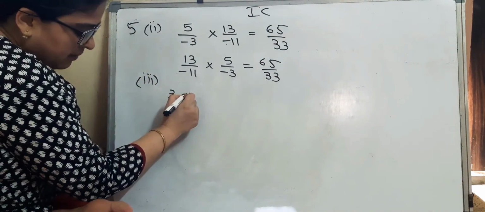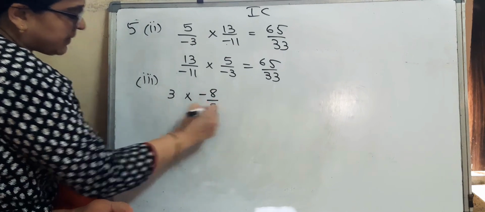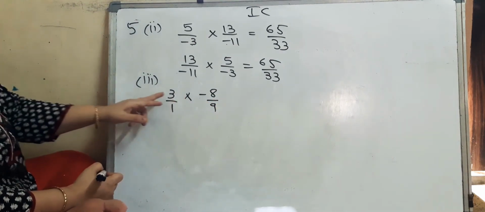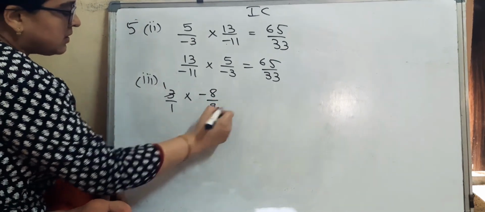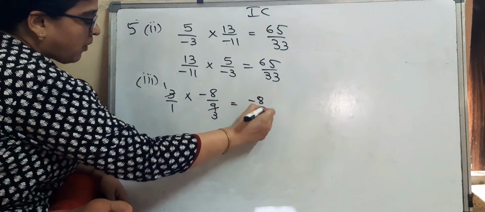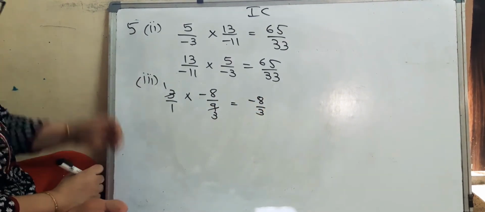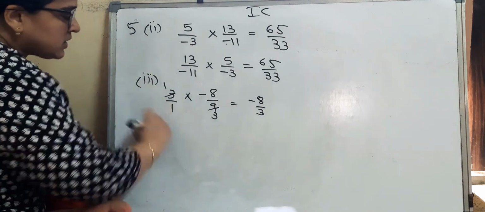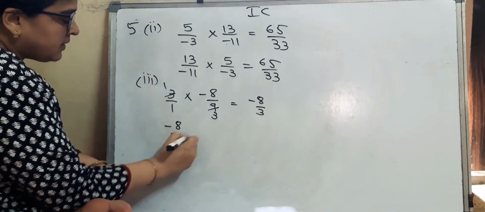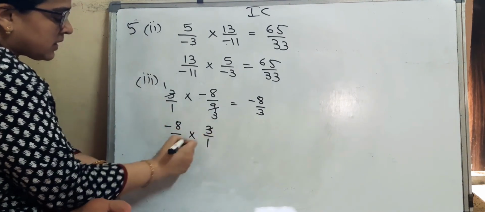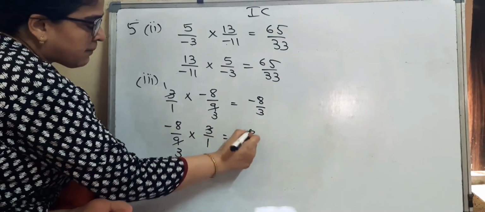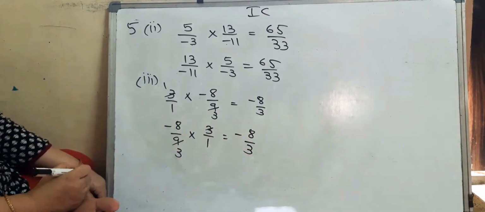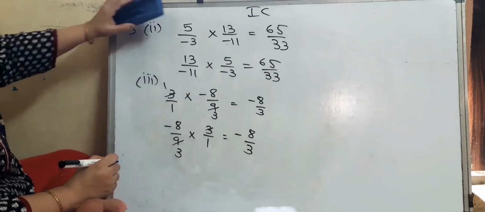Third sum. 3 multiplied by minus 8 upon 9. Right? So 3 ones are 3, 3 nines are 9, and after cutting the answer is minus 8 upon 3. Now reverse the order: minus 8 upon 9 into 3 upon 1. Cutting the digits, the answer is minus 8 upon 3. So this is the third sum.